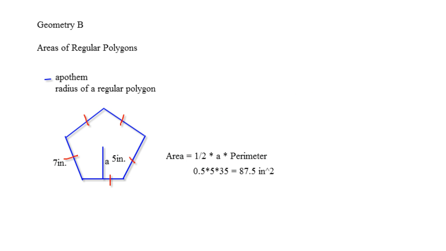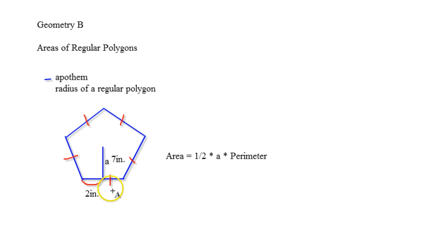Now, let's say that we did not know this side and we did not know this side. So let's go back and try this one again. Now let's say that we know this length right here is 7 inches now, and then this length is going to be, let's say, 2 inches right here.